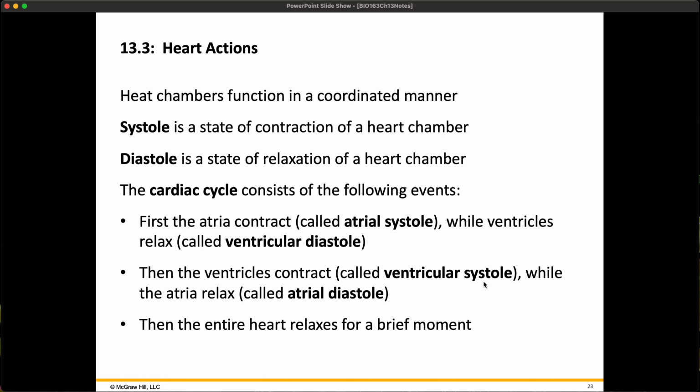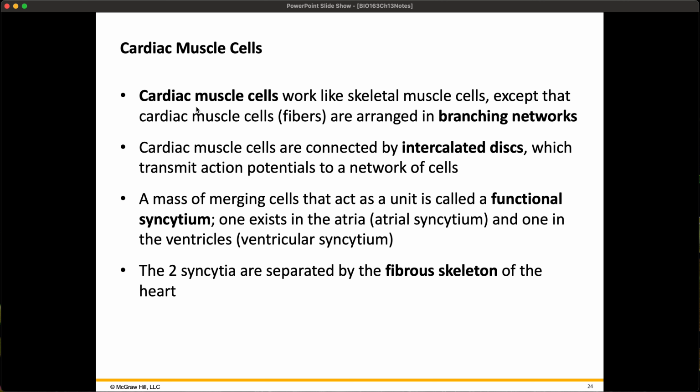Well, while the ventricles are pumping their blood out, the atria can be relaxing, refilling up with blood, so they're ready to start this back over again as soon as the ventricles have finished contracting and are back into that relaxed state, with a brief moment in between. Okay, so cardiac muscle cells then work like skeletal muscle cells. There are a couple of differences. They have that striated appearance, but they are involuntary. You can't decide, you can't control when your heart is going to contract.